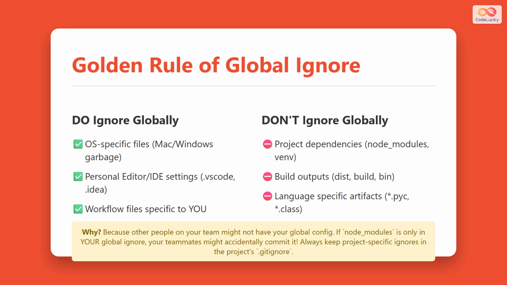Before we finish, a quick best practice warning. Only use Global Ignore for personal files. Do not use it for project dependencies like node_modules or build folders. Those should still go in the project's specific Git Ignore file. Why? Because your teammates won't have your global config, and if you rely on it, they might accidentally commit files you meant to ignore.